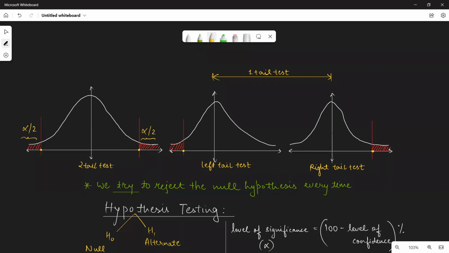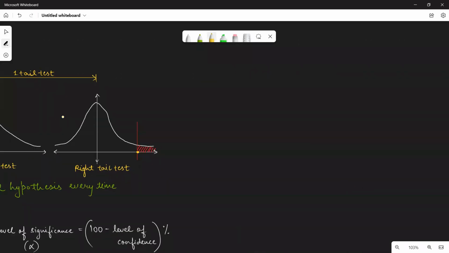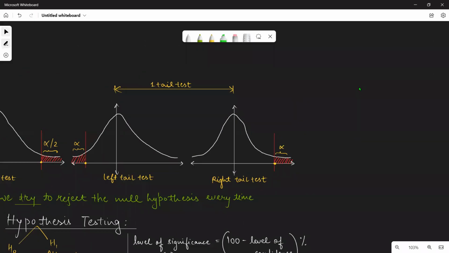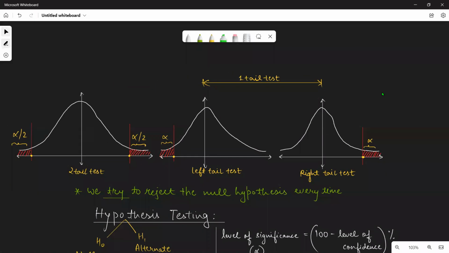Whatever alpha value you have, whatever level of significance you have, gets divided into two parts because you have two rejection regions getting developed. But in case of a one-tailed test, it remains as it is. That means only one rejection region, and here we will consider only alpha. Similarly, in case of a right-tailed test also, just one rejection region, so just alpha. This is a small point, but it will make a lot of difference in the rejection region value that you will have to consider.